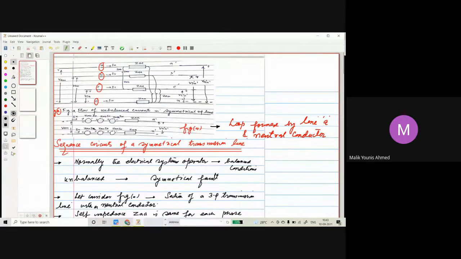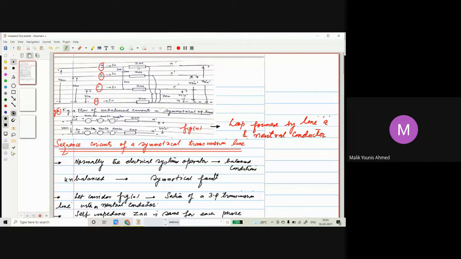Now what will happen? Let's say current IA is flowing. Because of the other currents IB, IC, and IN, voltages will be induced. They will be treated as voltages. Impedance into current is voltage. Mutual impedance is ZAB: ZAB into IB, ZAB into IC. Because of the neutral, what is the mutual impedance? That is ZAN: ZAN into IN.